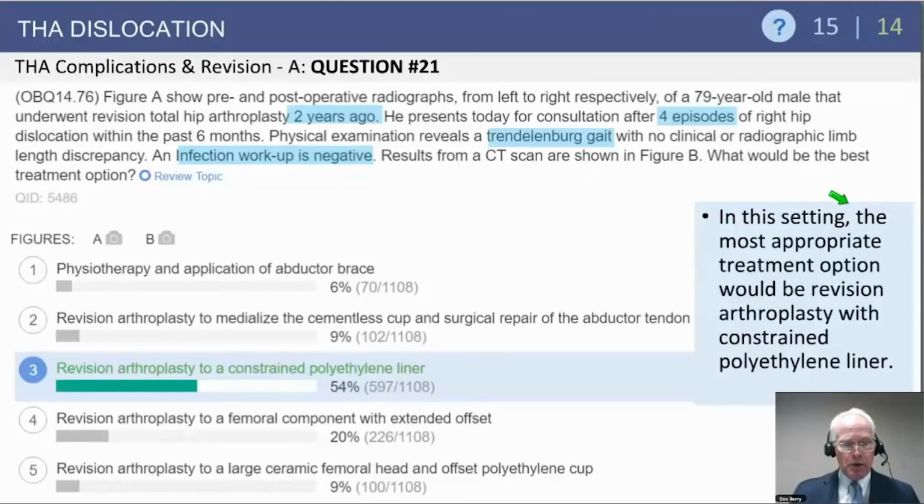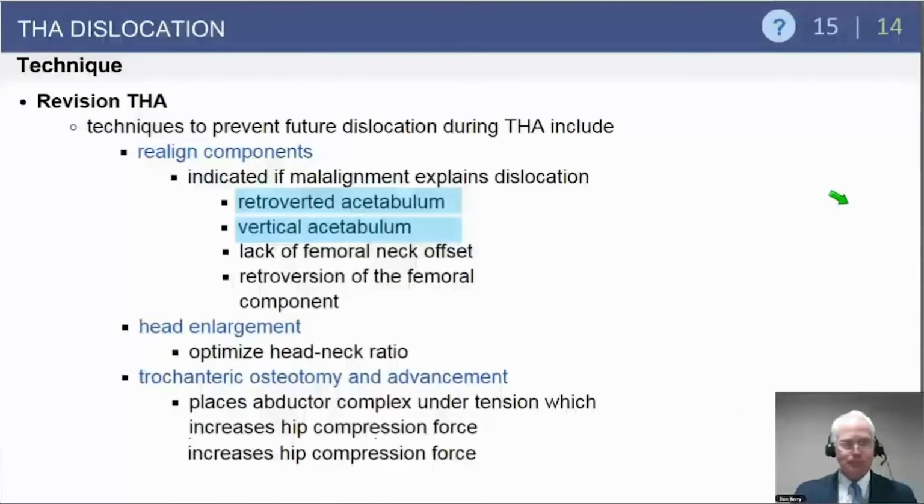Distractor number 4, revision arthroplasty to a femoral component with extended offset. Most people would not recommend that, as it probably doesn't solve the underlying problem of the abductor deficiency. And revision arthroplasty to a large ceramic head and offset polyethylene cup, again, would not solve the problems of the abductor deficiency. And the key point here is that in the presence of abductor deficiency, in general, something more than a conventional revision is needed, either use of constraint or potentially a dual mobility implant.